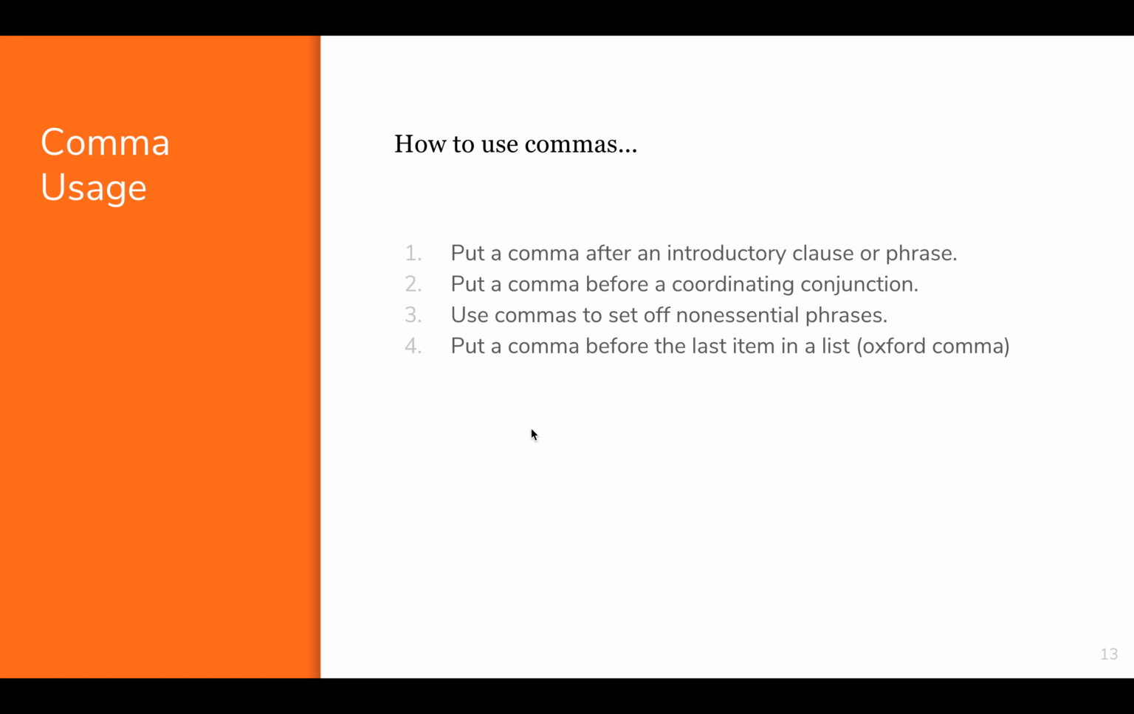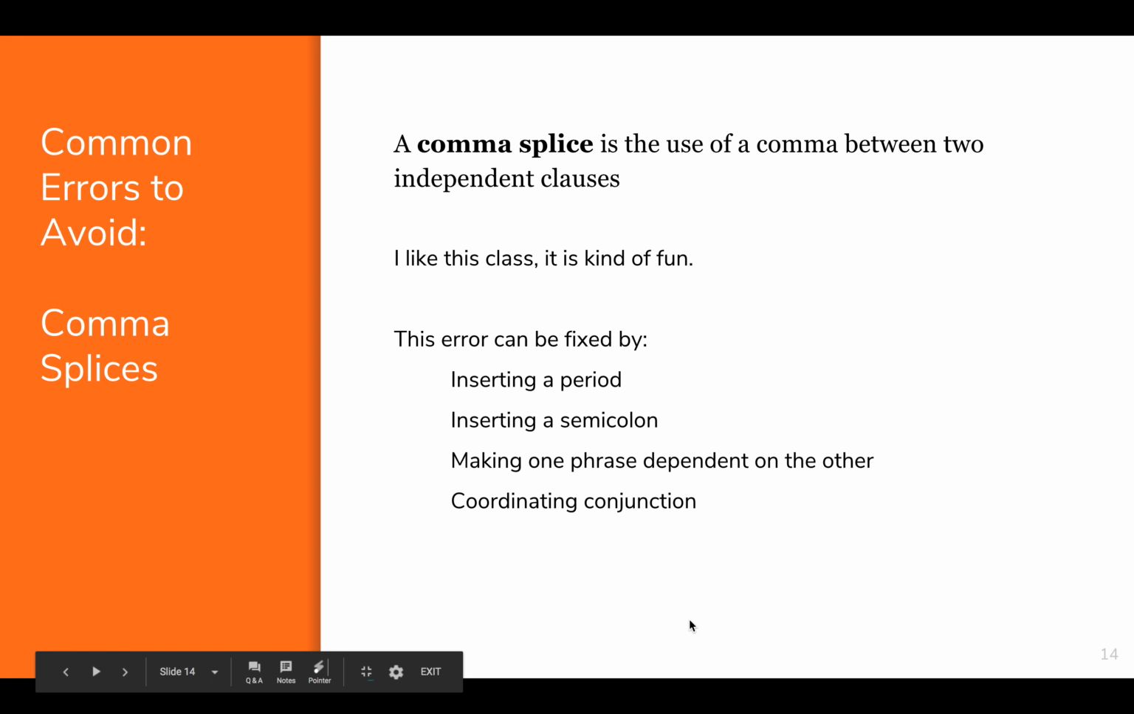So kind of a little quick wrap up on how to use commas. You put a comma before an introductory clause or phrase. Put a comma before a coordinating conjunction. Use commas to set off non-essential phrases. And also use the Oxford comma, putting a comma before the last item in a list.